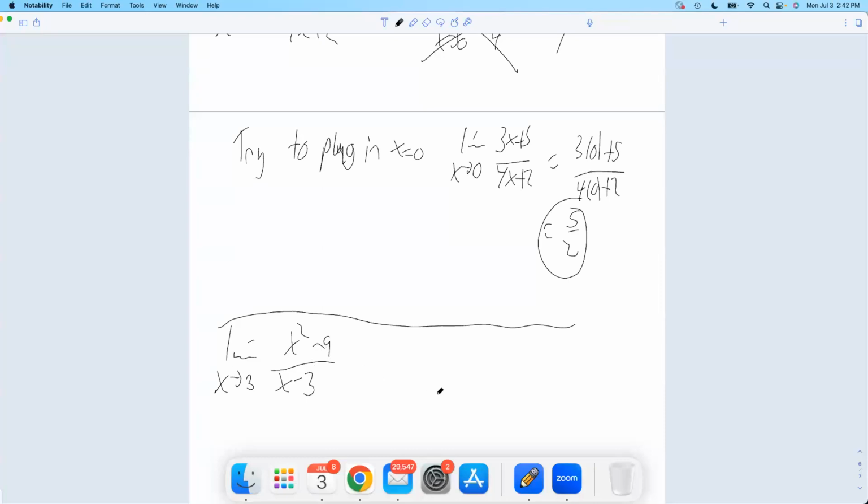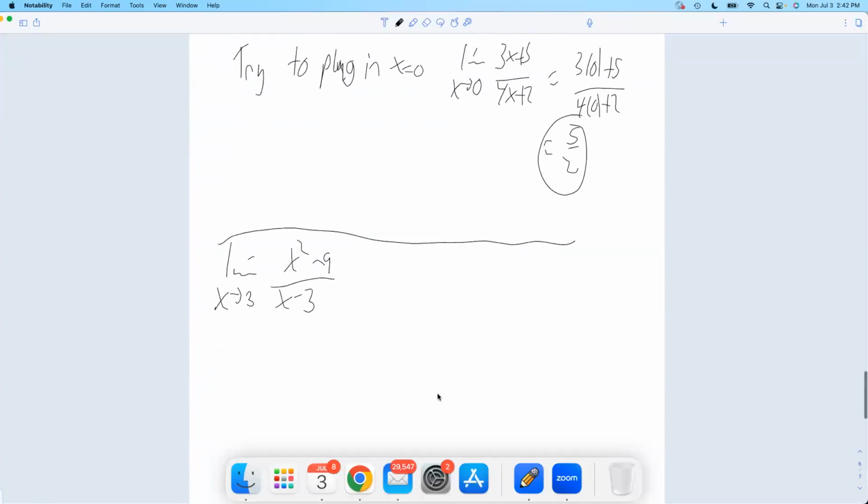Okay, let's try this one. So first thing we want to try is plugging it in, seeing what happens. Plugging in 3, what do we get? 9 minus 9 over 3 minus 3. We get 0 over 0. That doesn't mean we're done. That doesn't mean stop. That means try out L'Hopital's and see if it helps. This is an indeterminate form.